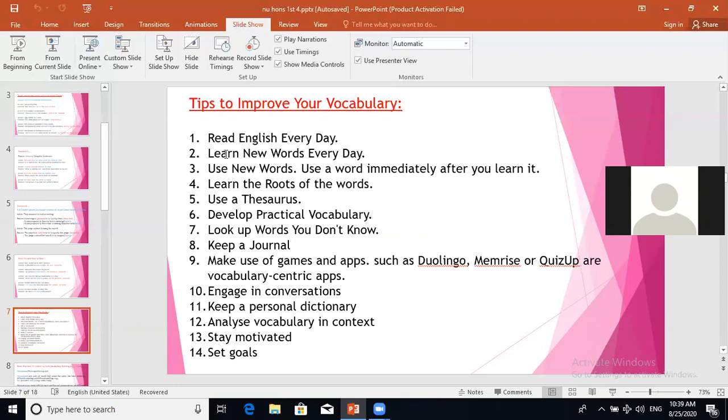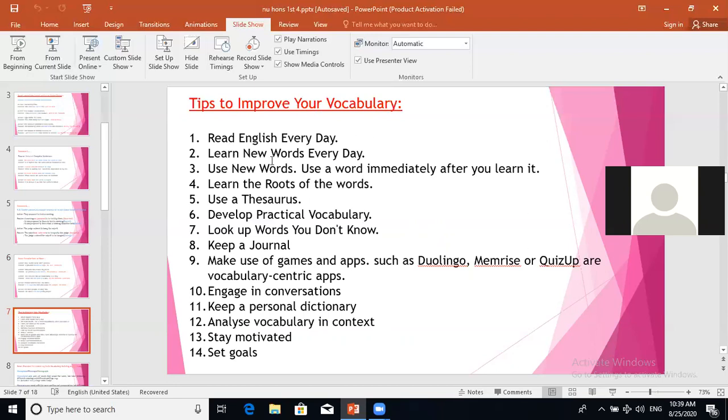Now you see what you can do. Read English every day. As a student of English, I mean, literature and language, you are learning both literature and language. That's why if you want to improve your vocabulary, you have to read English every day, at least one page. You should not go a day without reading English.